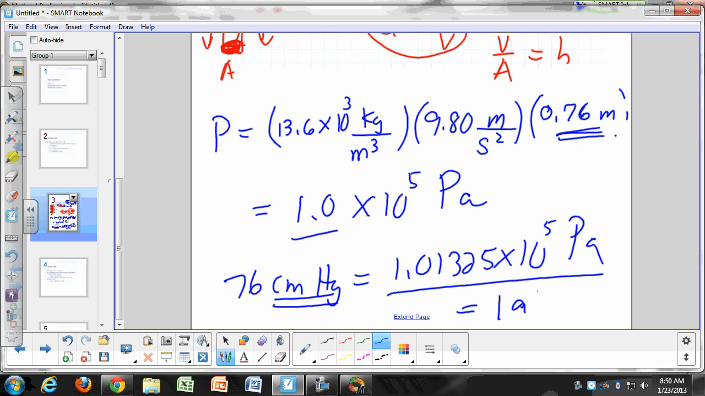And that's what we call 1 atmosphere. Okay, so a column of mercury that's 76 centimeters high is equivalent to 1 atmosphere of pressure. Okay?